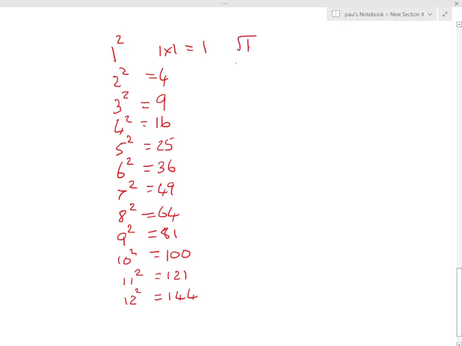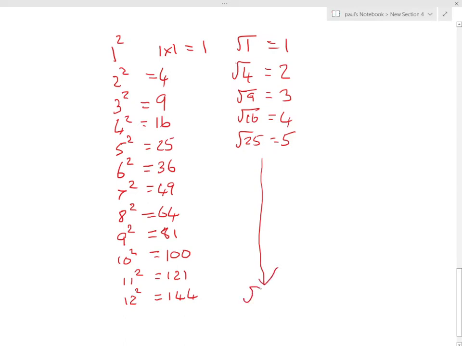number times itself which equals 1, which is 1. See, the square of 1 is 1, the square root of 1 is 1. The square root of 4 is 2, 2 twos are 4. The square root of 9 is 3. The square root of 16 is 4. And the square root of 25 is 5. And so on and so forth, till we get the square root of 144, which equals 12. Things to remember.